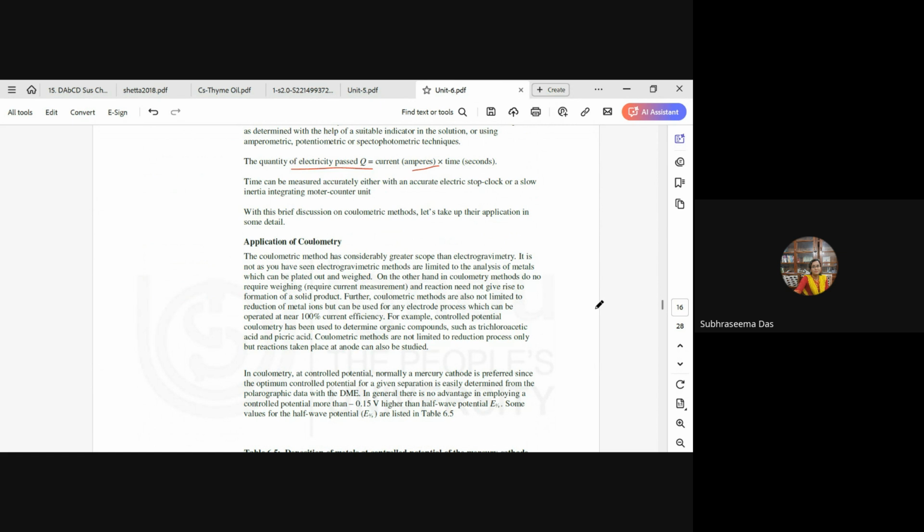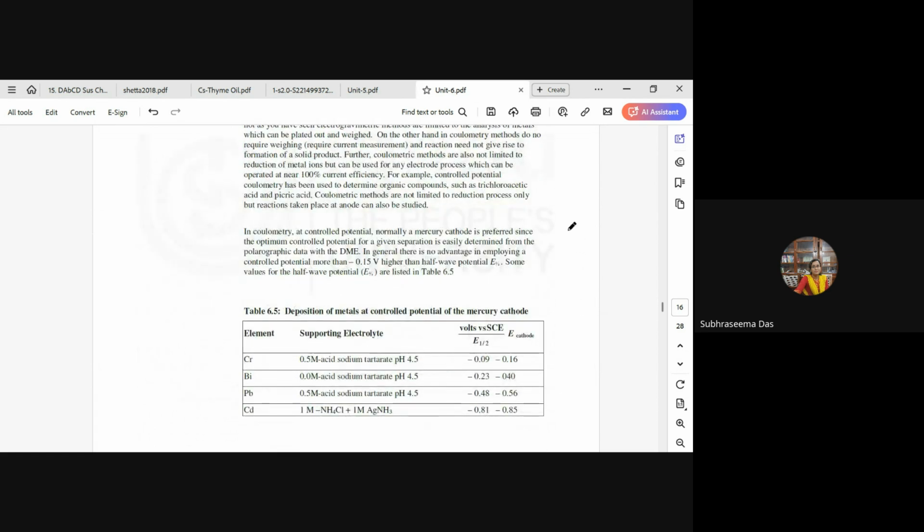In coulometry at controlled potential, normally a mercury cathode is preferred, since the optimum controlled potential for a given separation can be determined from polarographic data with the DME, that is, the dropping mercury electrode. In general, there is no advantage in employing a controlled potential more than 0.15 volt higher than the wave half-wave potential E1/2.